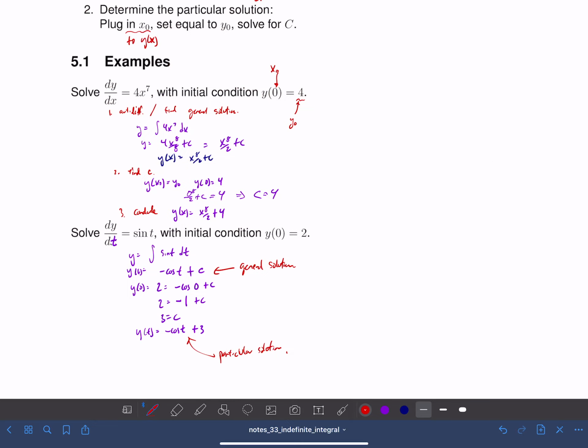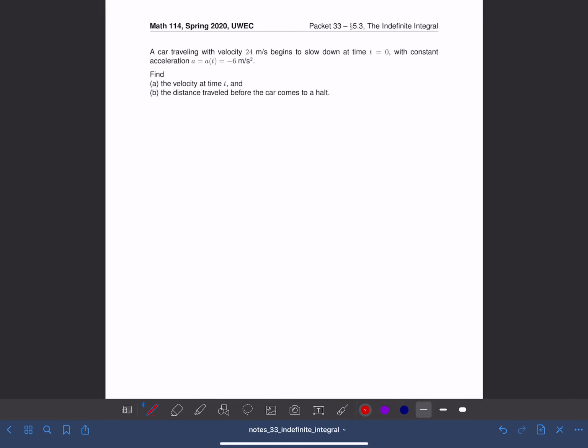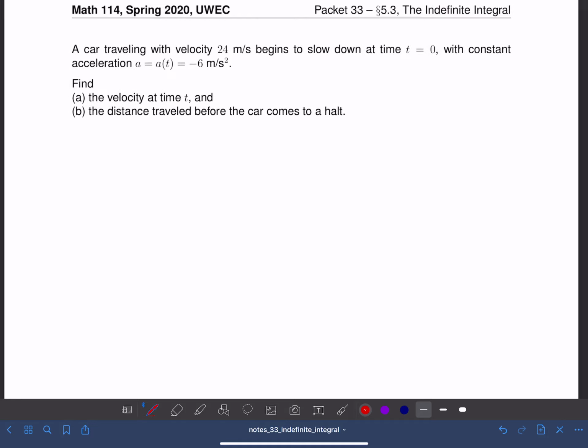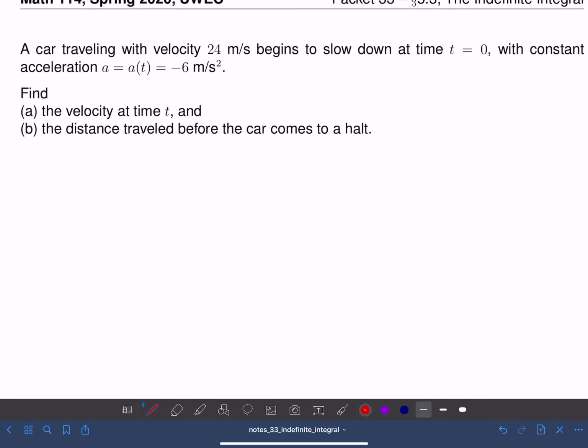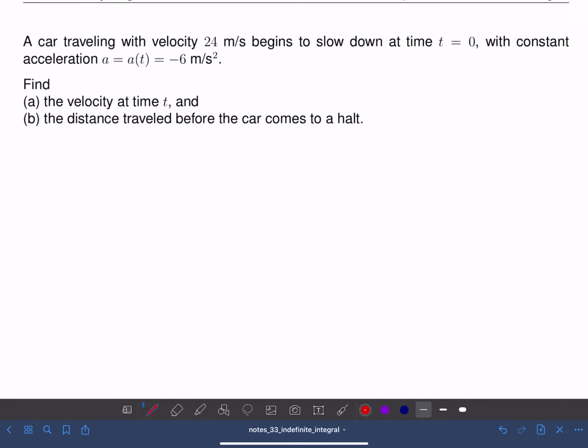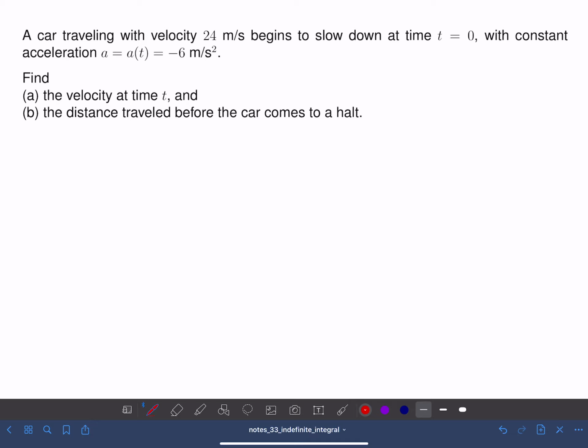One more example, and then we're done with this packet. A car traveling with velocity 24 meters per second begins to slow down at time t equals 0 with constant acceleration, a equals a of t equals minus 6 meters per second squared. Find the velocity at time t and the distance traveled before the car comes to a halt.